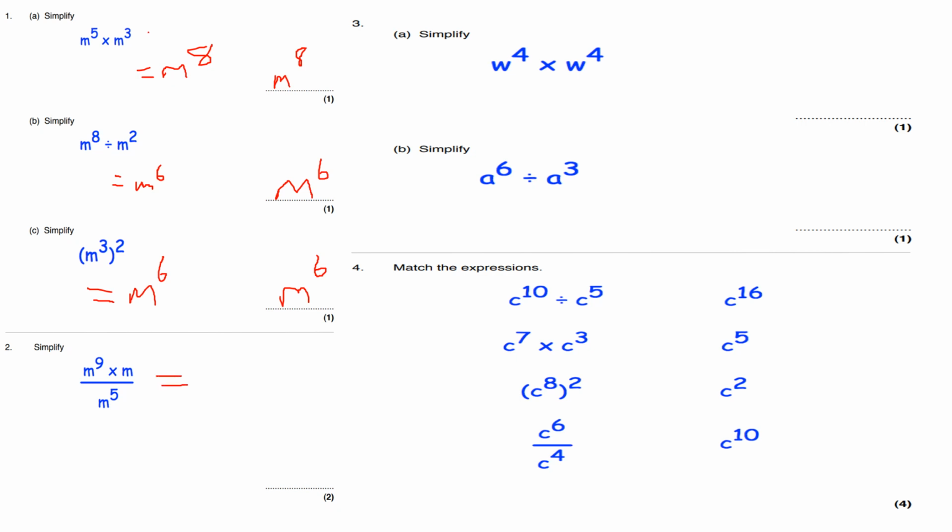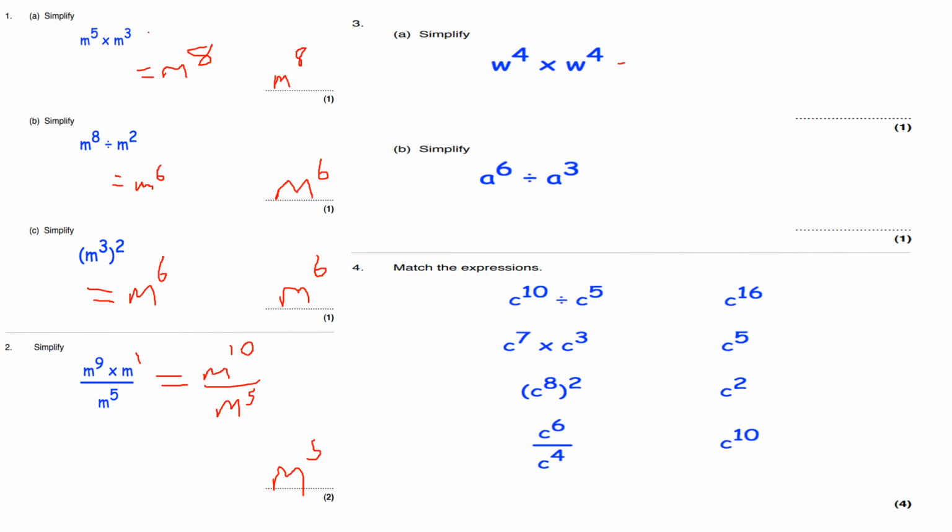Question number 2. Simplify this. So I'm going to have m to the power of 9 times m to the power of 1 on the top. So that'll be 9 plus 1, so m to the power of 10 on the top, divided by m to the power of 5. Okay, dividing, I'm going to subtract the powers. 10 subtract 5 is going to be 5. So it's m to the power of 5, guys.